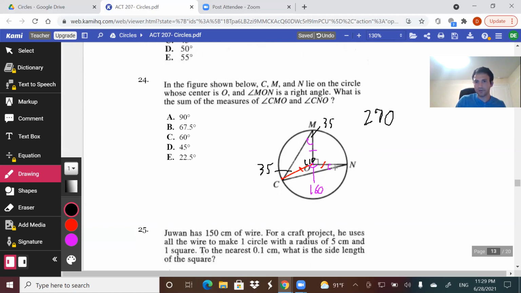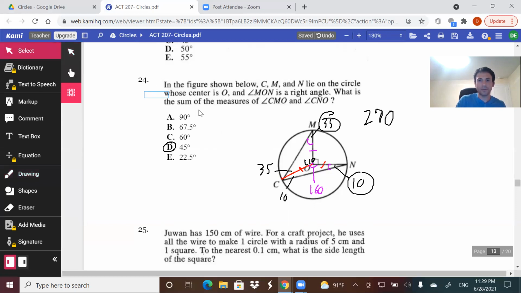This one, 20 degrees, gets split between these two on this CON isosceles triangle. So this would be 10 degrees, and this would be 10 degrees in order for all three angles of that triangle to add up to 180. So this angle plus this angle is going to be 45. And feel free to split that 270 between these two angles any way you want. You're still going to get 45 as your answer. So that's one way to do it.